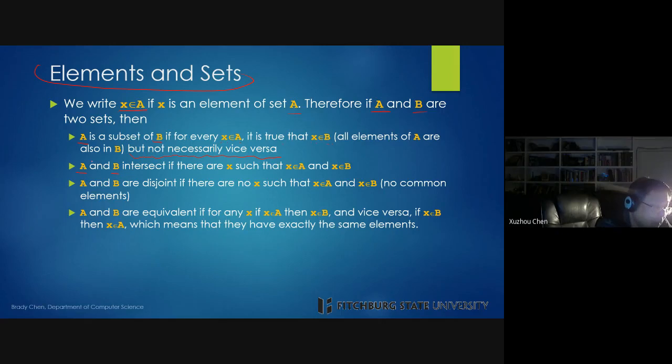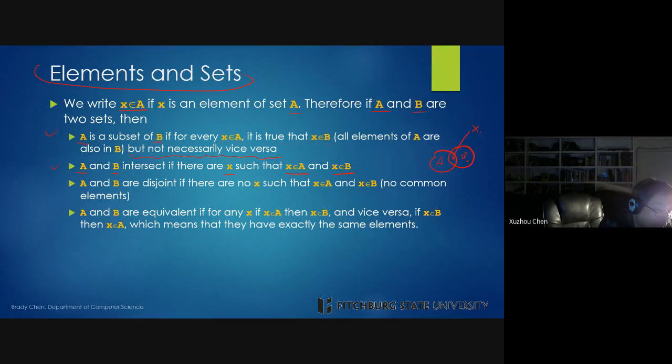A and B intersect if there is an X such that X belongs to both A and B. So that means it's pretty simple, right? If A and B intersect, there's always some element which belongs to both A and B. If you cannot find such an element, then you can say A and B are disjoint, right? Otherwise, you can always find the X. So this is also very straightforward.